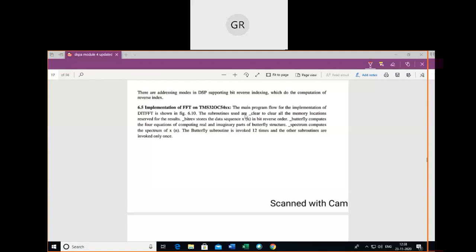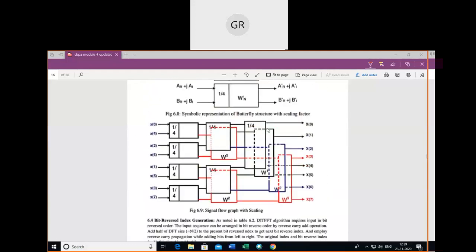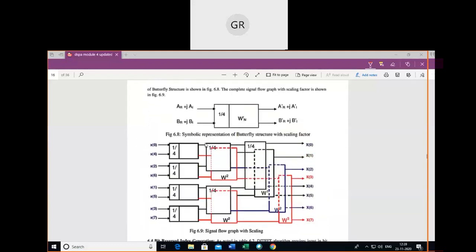The subroutines used are: _clear, to clear all the memory locations reserved for the results; _bit_reverse, which stores the data sequence x of n in bit reverse order; and _butterfly, which computes the four equations of computing real and imaginary parts of the butterfly structure. Here, this is the butterfly. Okay, this is the output.